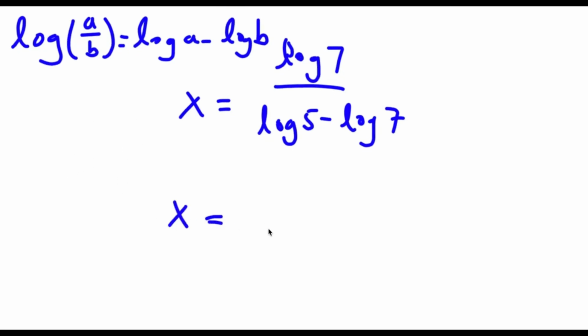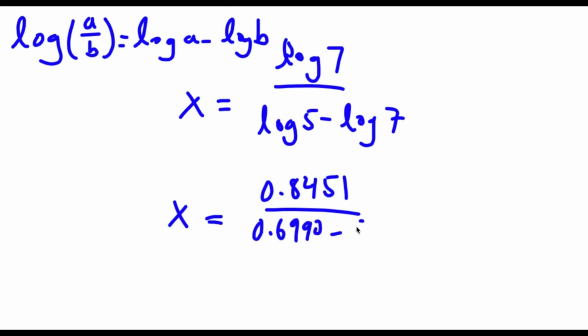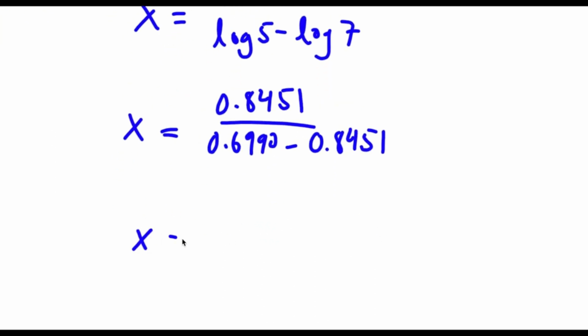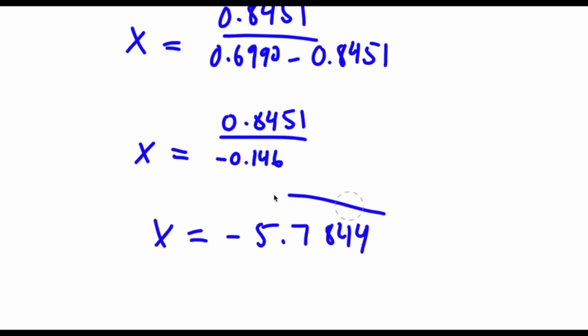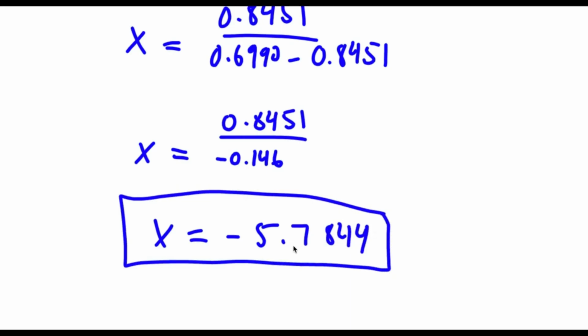So now, log 7 is actually equal to 0.8451 over log 5, which is equal to 0.6990, and I have minus log 7 again, which is 0.8451. And this is actually equal to 0.8451 over negative 0.146. And if you divide these two, you get negative 5.7844. So this is our answer.